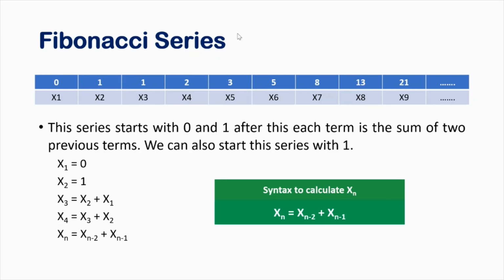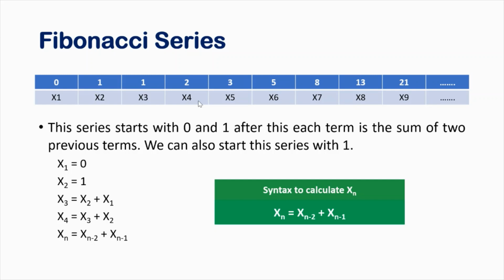Next, we want to calculate the Fibonacci of the fourth number. The Fibonacci of the fourth number is the Fibonacci of the third number plus the Fibonacci of the second number. We know that the Fibonacci of the second number is 1 and the Fibonacci of the third number we already calculated as 1. So adding them, 1 plus 1 is equal to 2. So the Fibonacci of the fourth number will be 2.